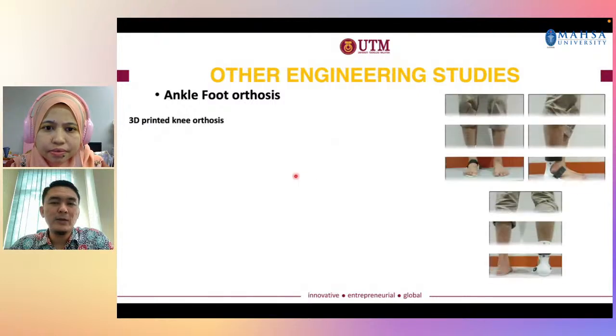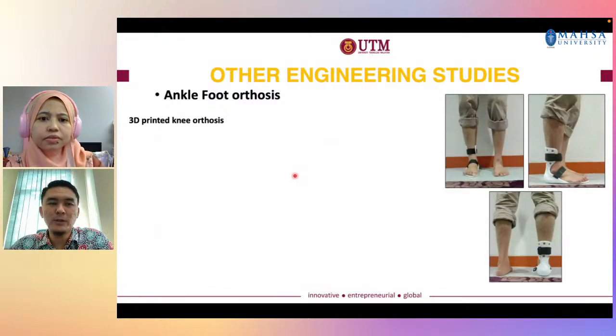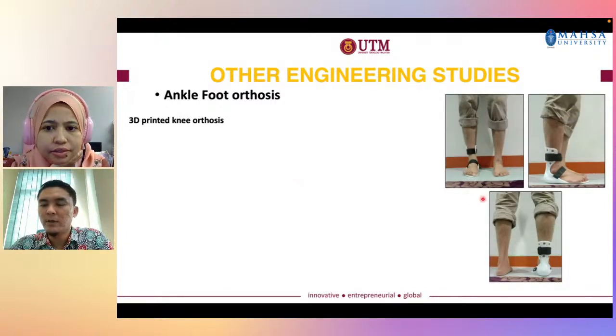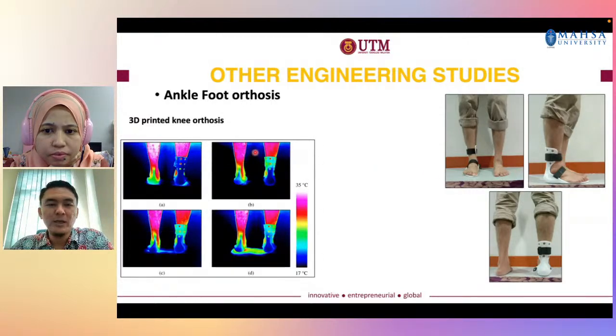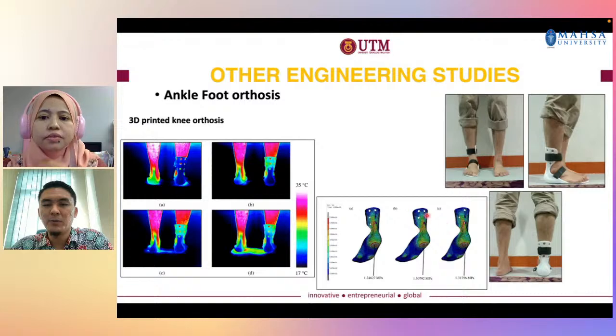And then knee orthosis again. Sorry, this one is not knee. This one is ankle foot orthosis. We develop the foot using another material, which is TPU, thermoplastic polyurethane, and we test on the subject. And then again, we do some thermal imaging analysis to check the skin problem or so on. And then same goes to here. We do finite element analysis to check the strength and failure.